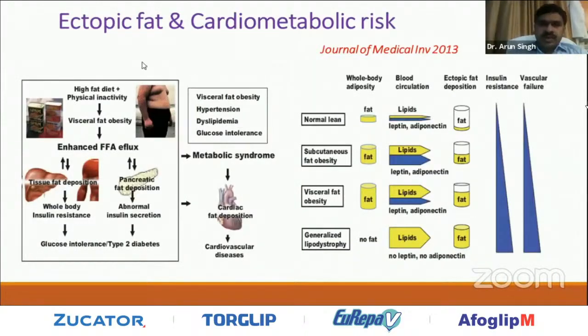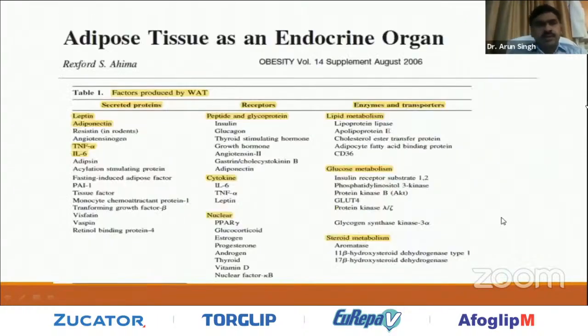So on the left side, it's the same thing actually. On the right side, it just shows it's not just the body fat actually. It's how the body fat distribution in different compartments affects the lipid levels and cytokines, leptin and adiponectin, and insulin resistance and vascular failure. The higher the visceral fat, the higher the cholesterol levels, the lower the levels of leptin and adiponectin, and the higher the risk of insulin resistance and vascular failure.